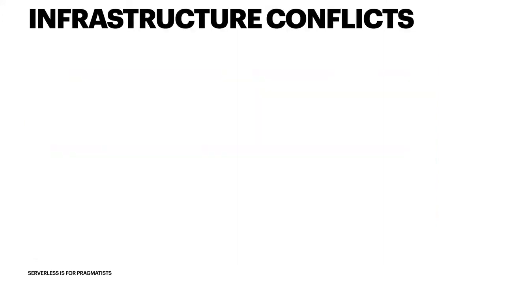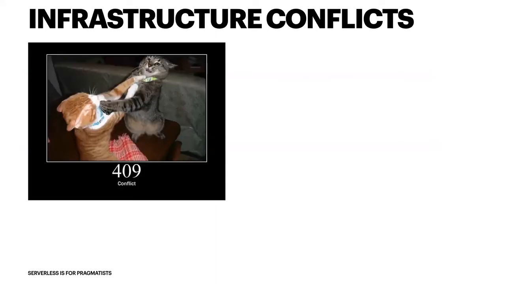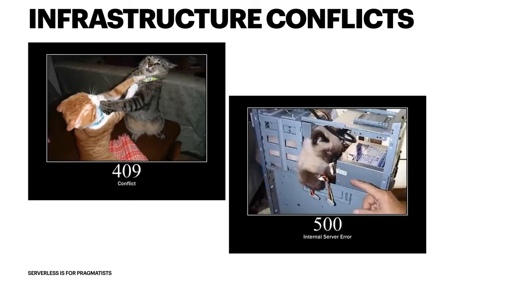Further, there could be conflicts. What if different teams requested different kinds of equipment and you had to figure out how to share it? What if the correct infrastructure wasn't provisioned in time for a feature launch? All kinds of infrastructure-related conflicts were very common before infrastructure as code.